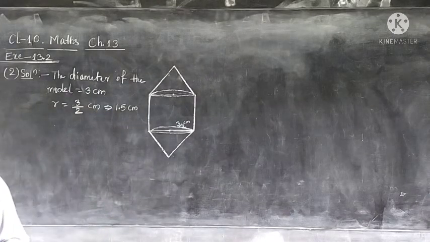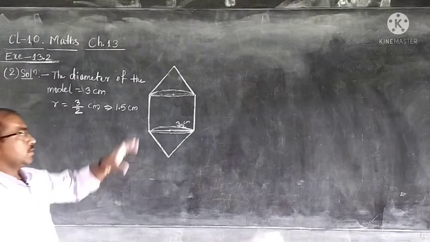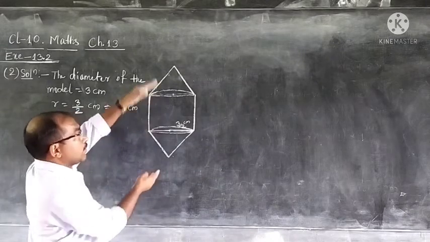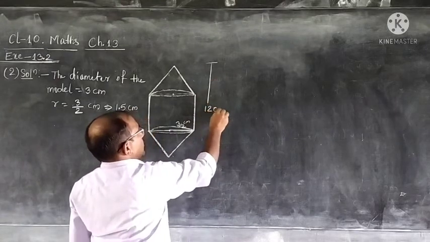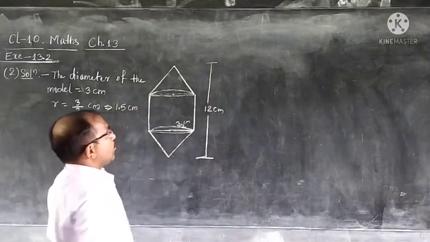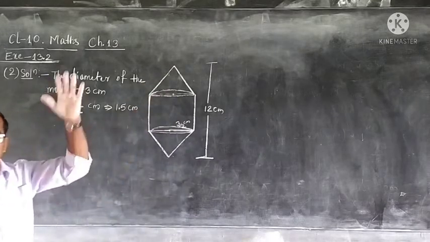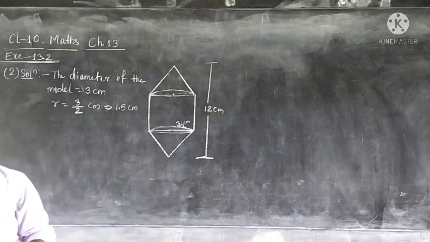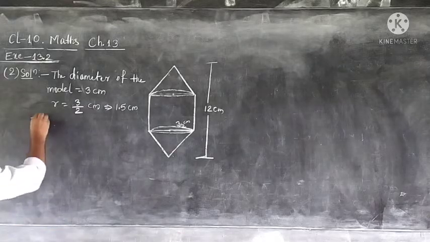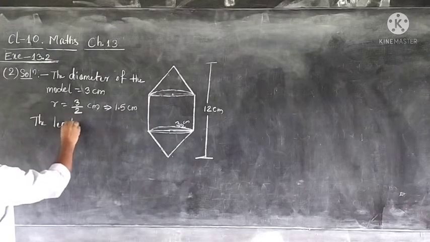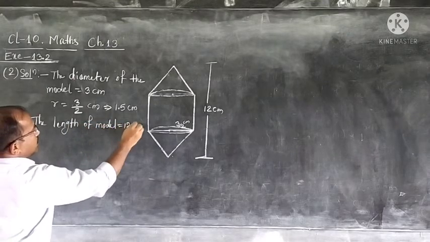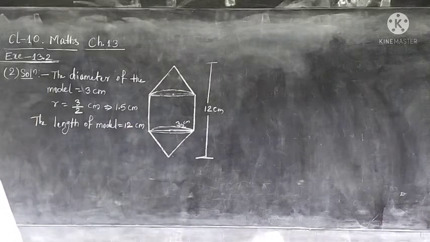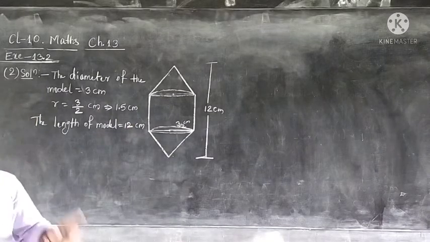Then next is, its length is 12 centimeter. Length of what? Cylindrical portion? No. Length of conical portion? No. Length of the full model, that means from top to bottom it is 12 centimeter. We are not talking about any specific portion, we are talking about full model. It is the length 12 centimeter. So, that also we will mention in introduction. The length of model is 12 centimeter. Then, if each cone has a height of 2 centimeter.